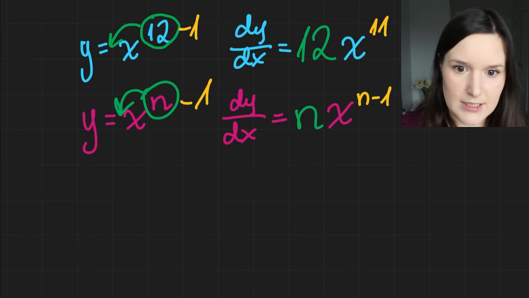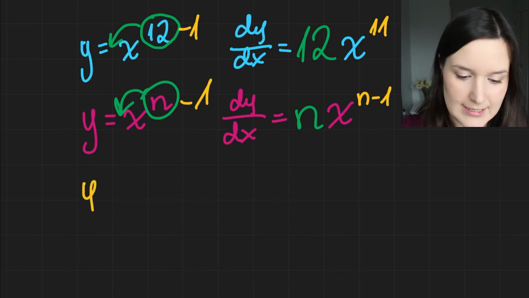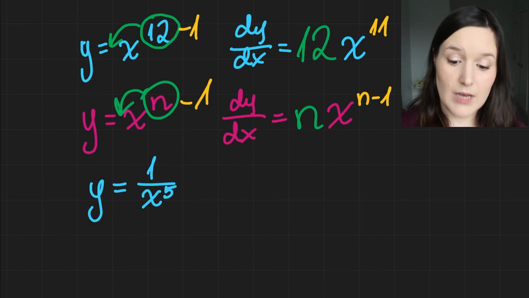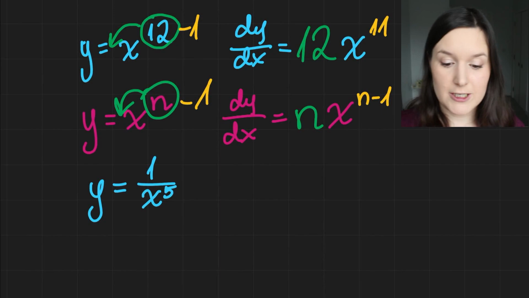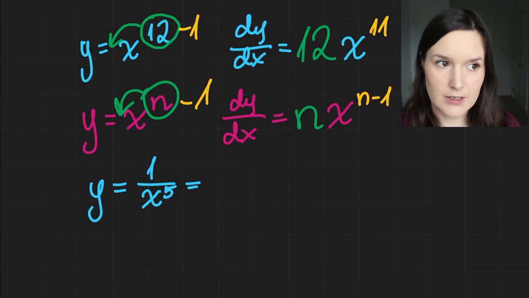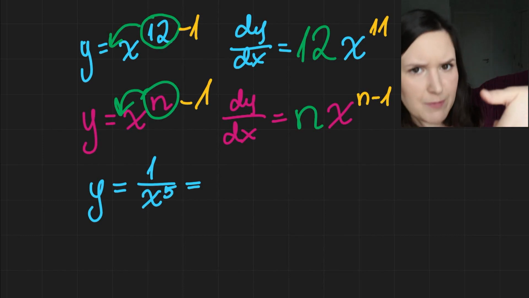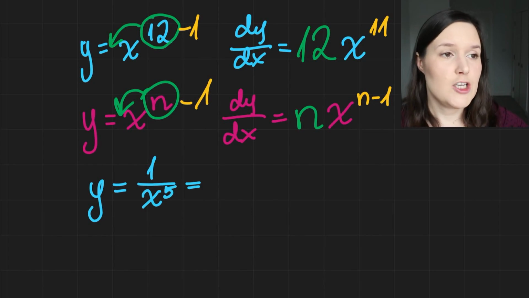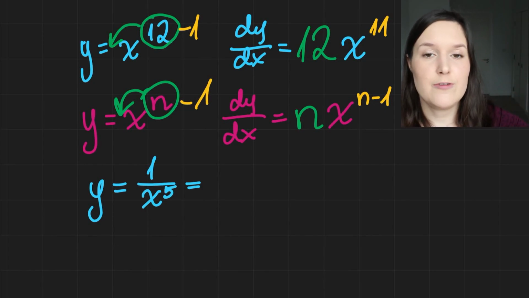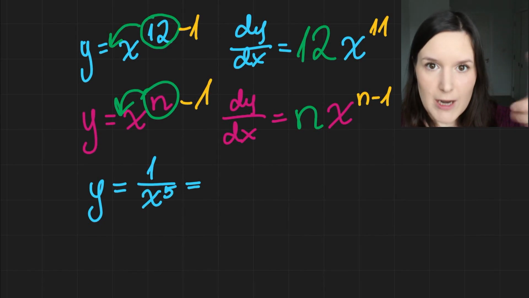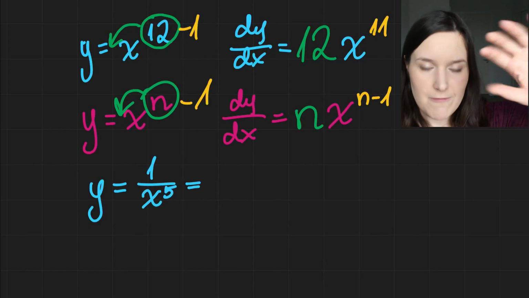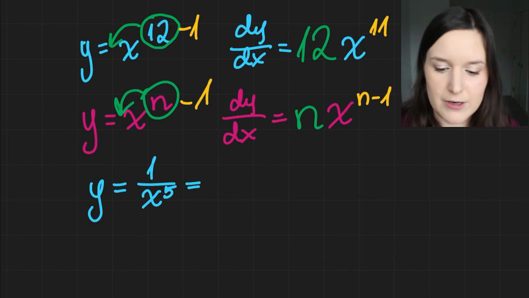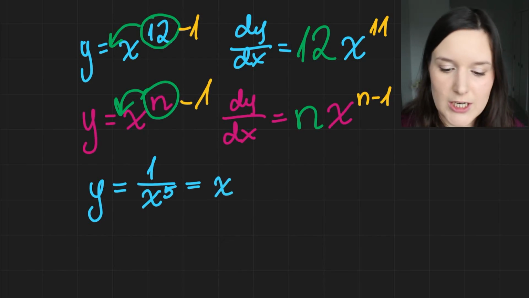Let's try another example. Let's say that I have a function which looks like this: 1 over x to the power of 5. Again, I can use the power rule, but first let's write this function as a power, clearly. If you ever have a flipped expression, 1 over x to the power of 5, you can always change it into x to the power of minus 5. Flipping is negative powers. A flipped expression is a negative power. So just flip it back, but the power will change to minus 5.